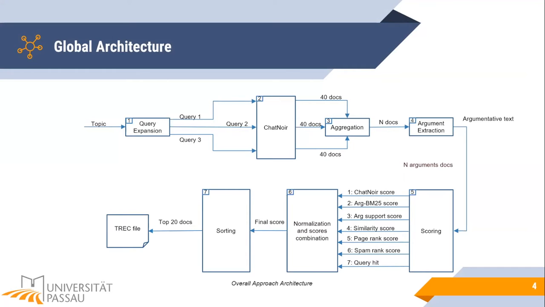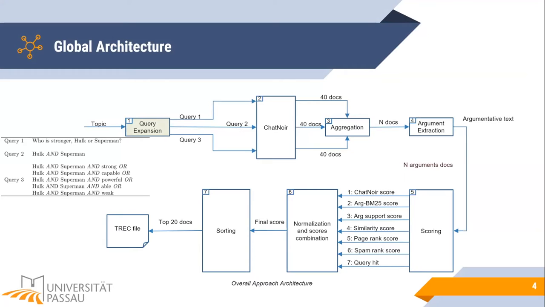So here is the global architecture of our submitted approach. For a given topic or comparative question, we apply a query expansion process in the first module. The query expansion module generates three different queries in order to increase related document coverage. Stating the following example, who is stronger, Hulk or Superman? Query one is the same as the original query. Query two is obtained after removing stop words, punctuation, and comparative adjectives. And query three is the concatenation of query two with antonyms and synonyms of the comparative adjective using the AND and OR operators.